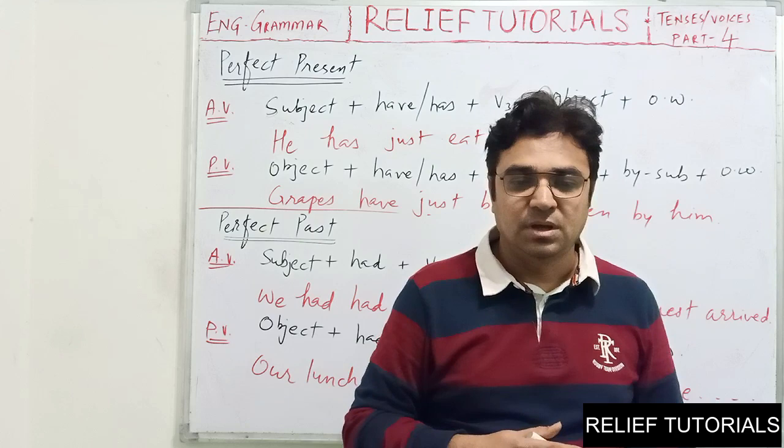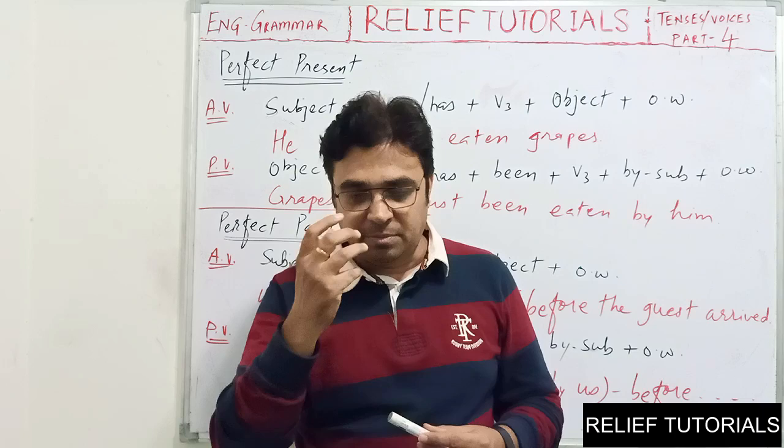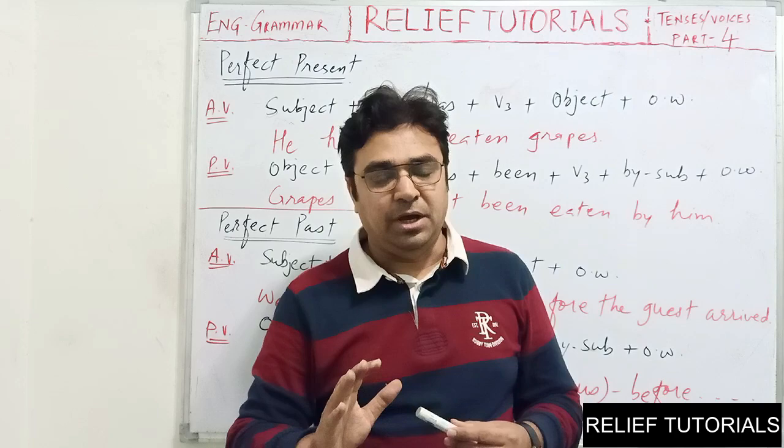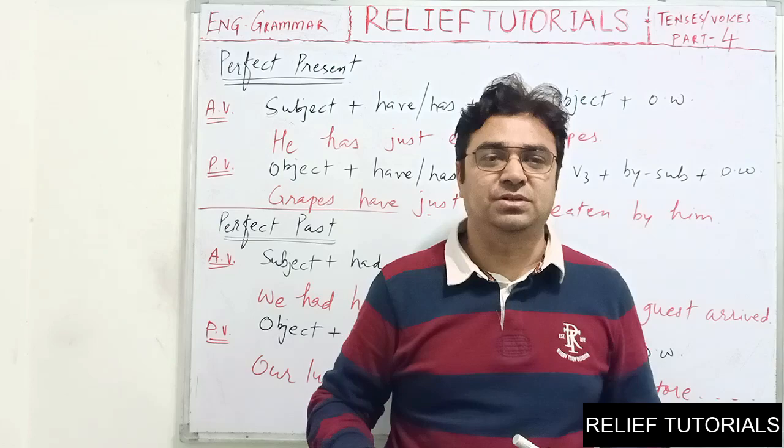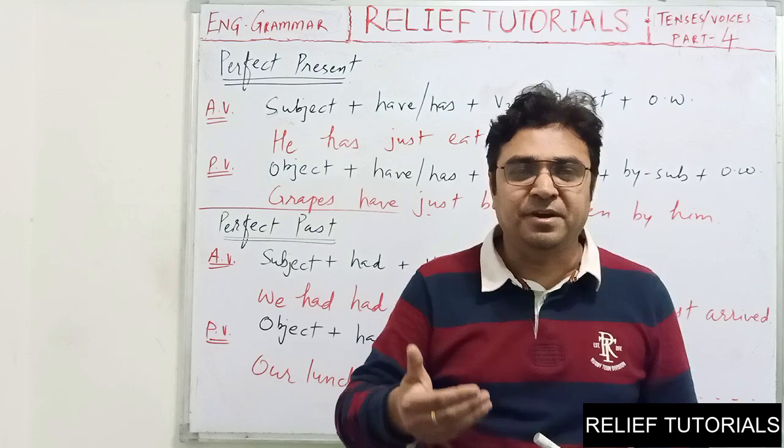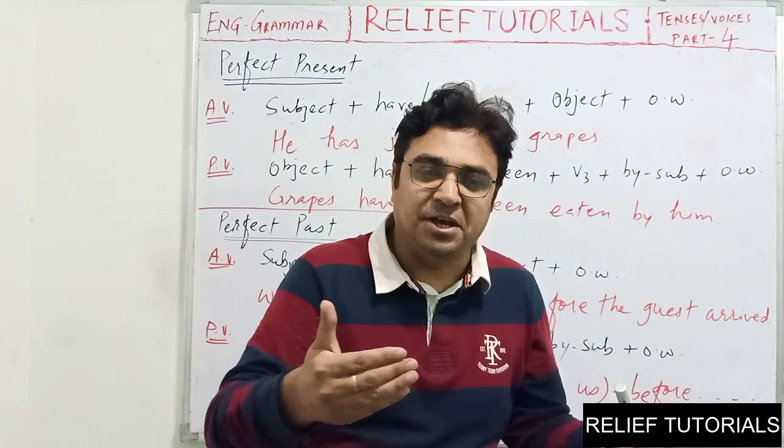The usage is something like that. If the action is over, happened in the past, and got completely over, becomes a history, it would be called simple past tense. But if the action is over and its effect is still in the present, that situation falls in present perfect tense. Perfect means the action is perfected, and present means the effect is in the present. So it is a combination of this kind of situation.